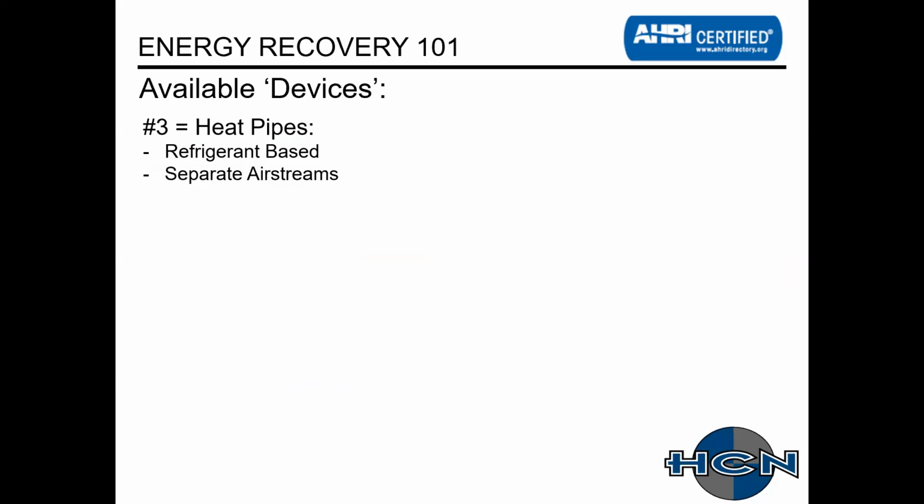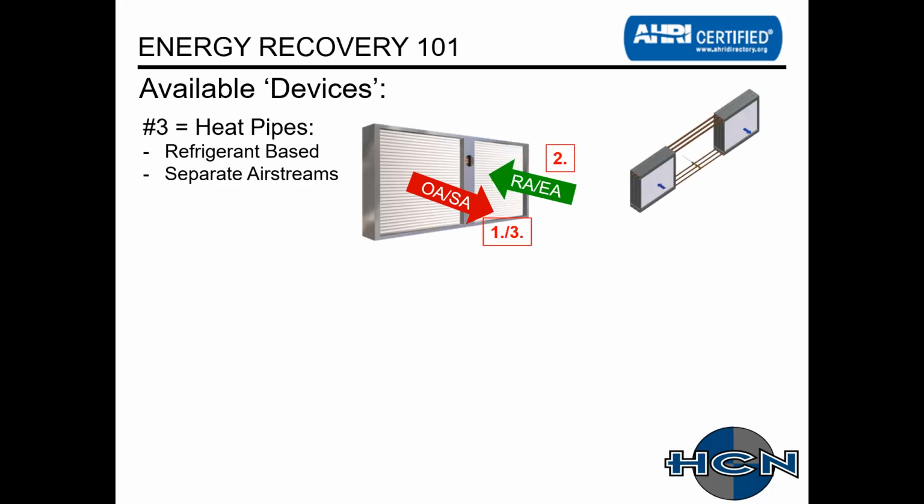All right, other devices available that we'll not really discuss today are heat pipes with a refrigerant base. They have separate air streams. There's a couple pictures there just showing the 2 coils side by side. They can also be separated with refrigerant piping connecting between them.